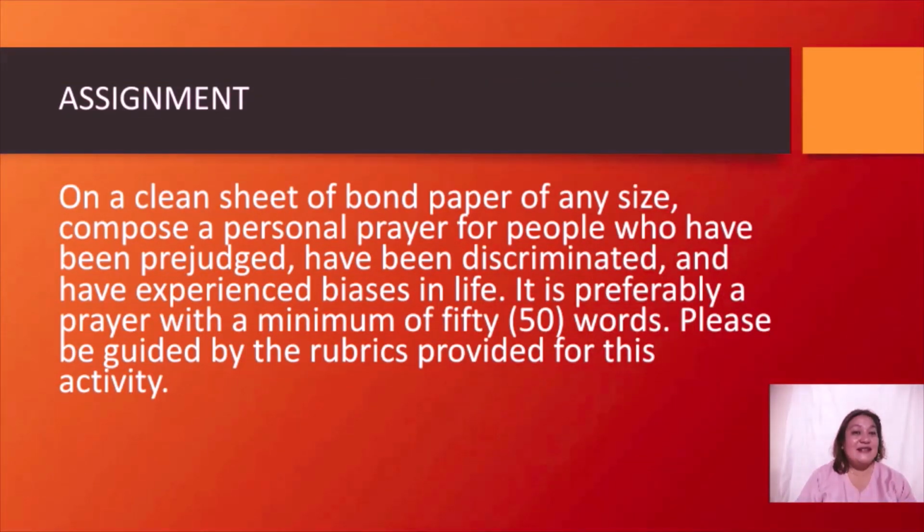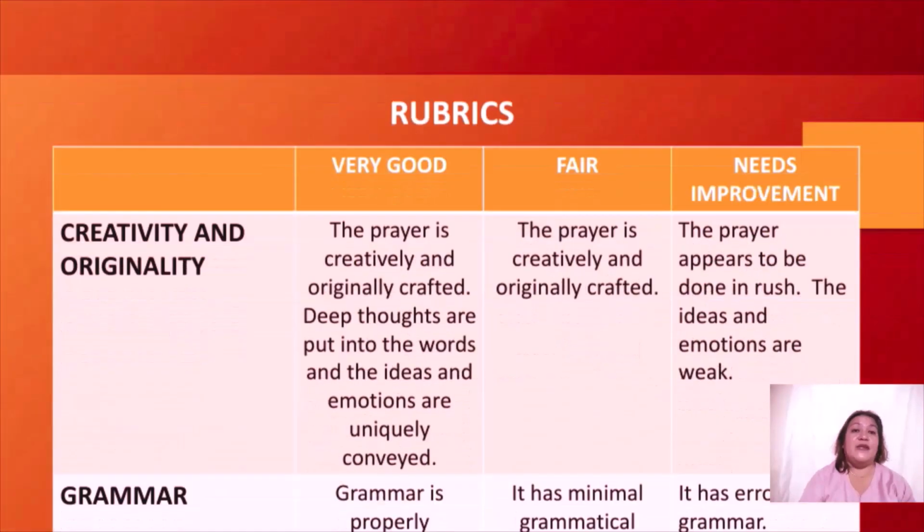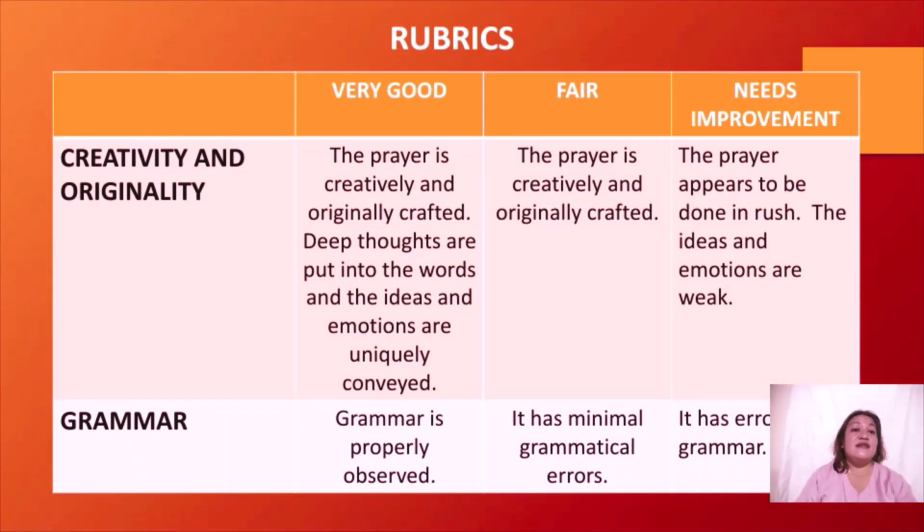So for your assignment, on a clean sheet of bond paper of any size, compose a personal prayer for people who have been prejudged, have been discriminated, and have experienced biases in life. It is preferably a prayer with a minimum of 50 words. Please be guided by the rubrics provided for this activity. So here is the rubrics.